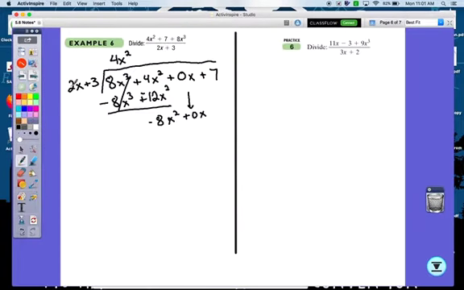All right, do it again. 2 times a negative 4, so minus 4. And then I need another x. Negative 4x times the 2x gives me negative 8x squared.